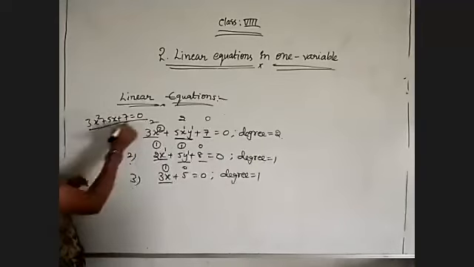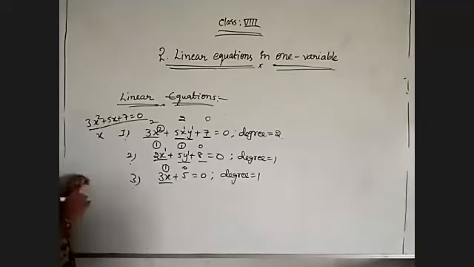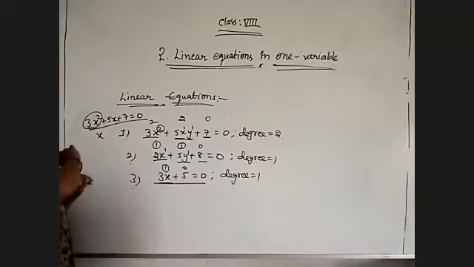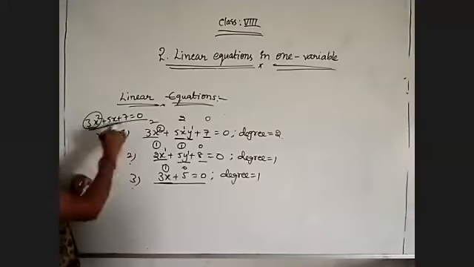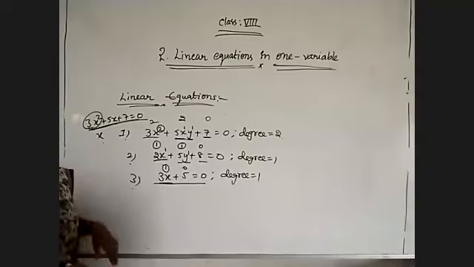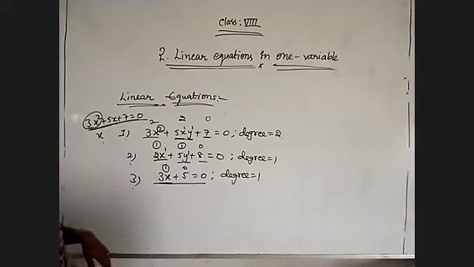In this equation, there is only one variable, x. That means it is a simple equation, but the degree of this equation is 2. So it is not a linear equation. That's what I am telling. All the linear equations in one variable are simple equations, but all the simple equations do not represent linear equations. Okay, so now coming to the next.